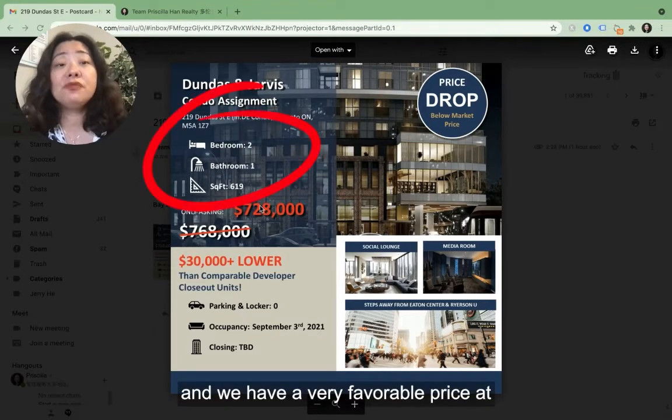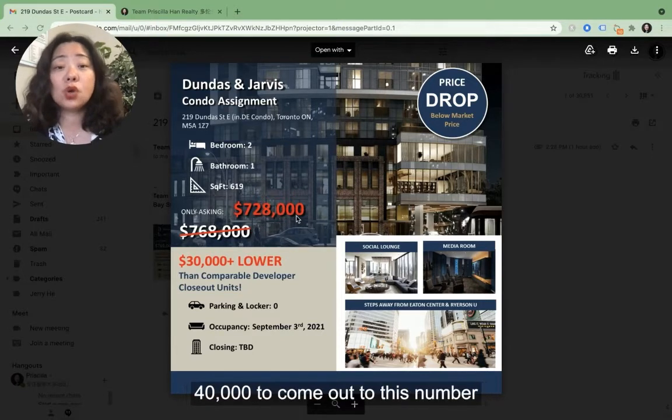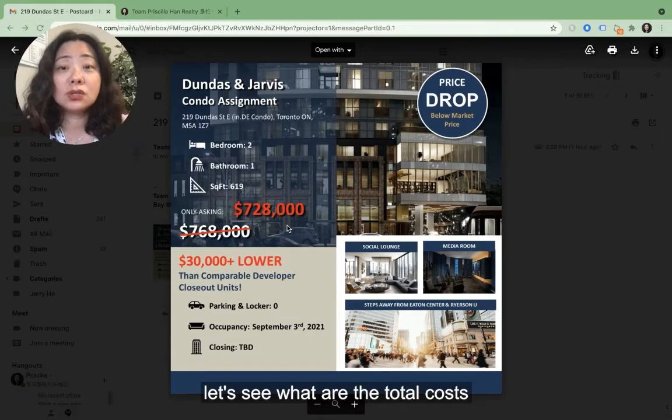And we have a very favorable price at $728,000. The seller already dropped $40,000 to come out to this number. All right, so let's assume this is the assignment price. Let's see what the total costs are.